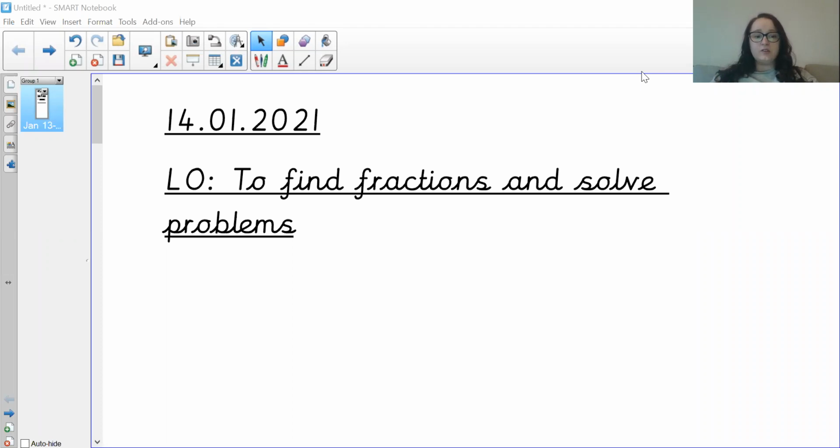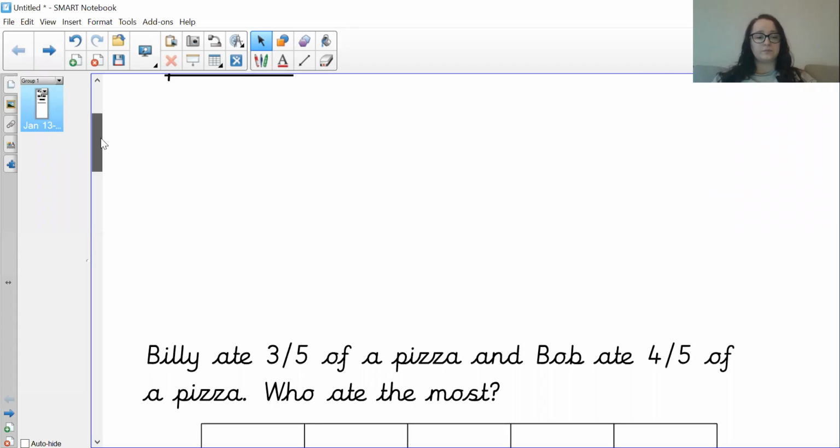Now it is the 14th of the 1st 2021 and today we are going to find fractions and solve problems. Remember, when you're setting out your work you can always write your date and LO just like we would do in class. At the beginning of the week we were looking at fractions, and yesterday we were looking at equivalent fractions. Today we're going to be solving some problems. Let's have a look at the first one.